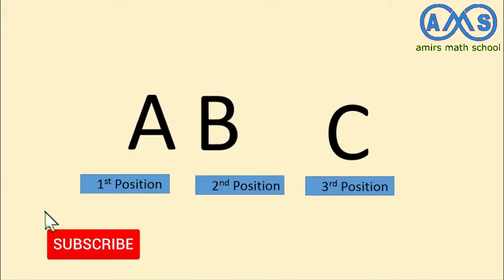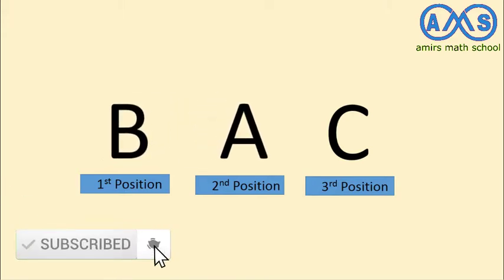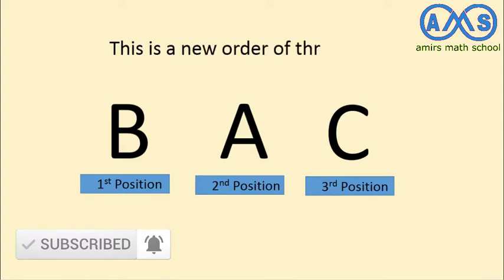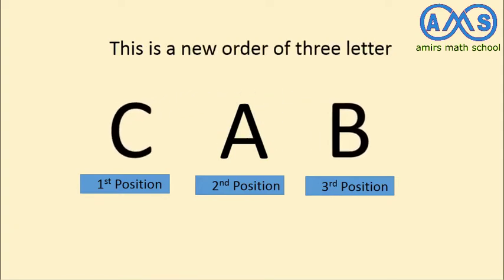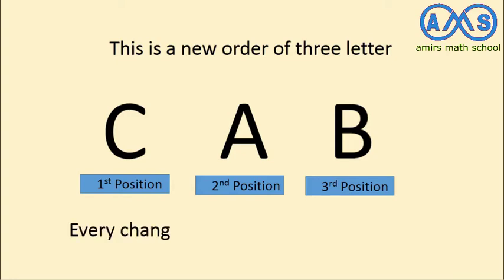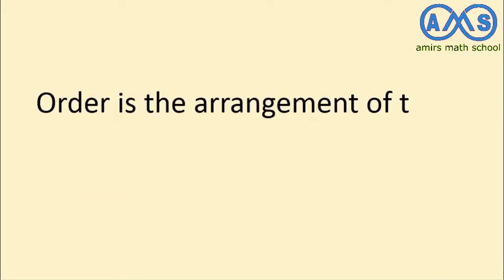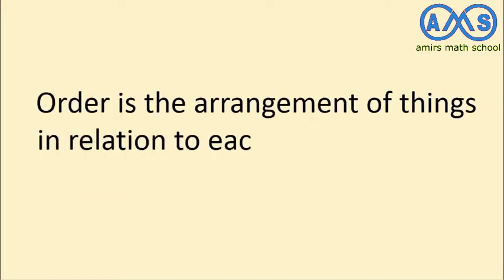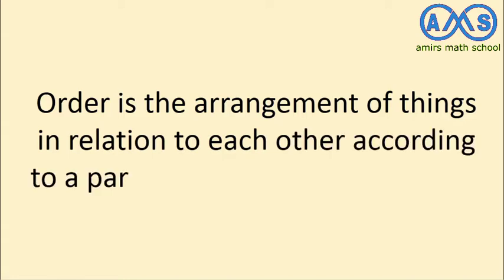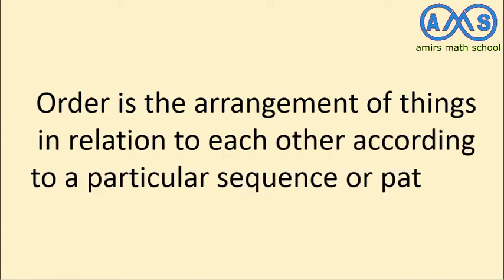When any 2 letters change their position, a new order is created. This is a new order of 3 letters. So we can say every change of position creates a new order. Order is the arrangement of things in relation to each other according to a particular sequence or pattern.